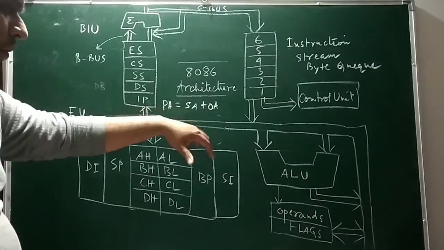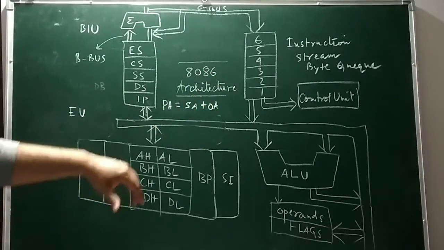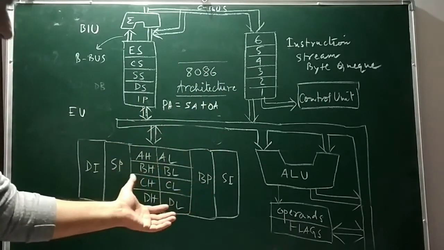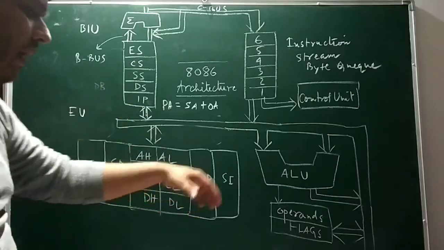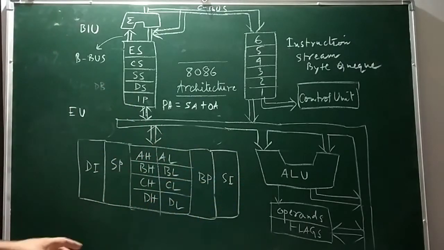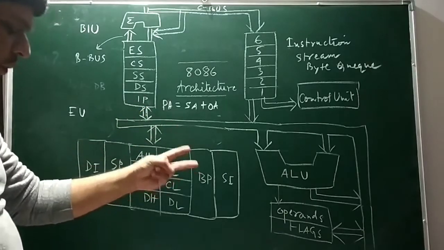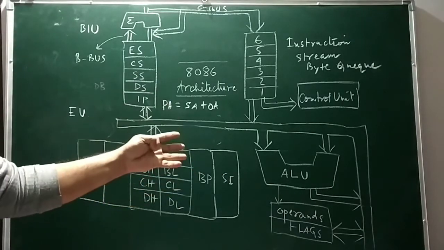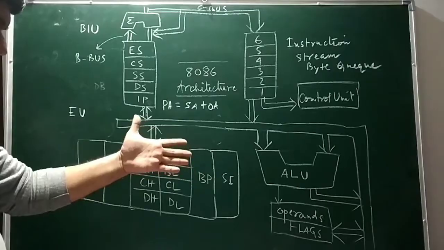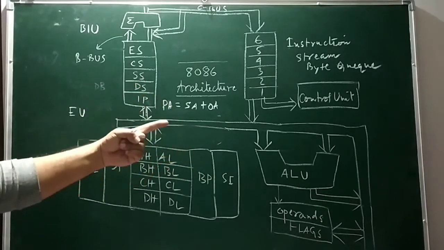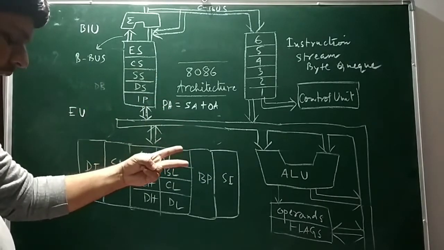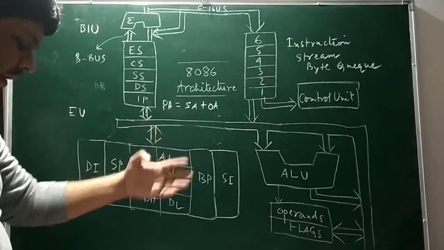The sign flag we already had before. Sign flag, zero flag, parity flag, carry flag, auxiliary carry flag, they are in 8085 also. Now in 8086 also we have sign flag, zero flag, parity flag, carry flag, auxiliary carry flag. Then next we have overflow flag, trap flag, interrupt flag, direction flag.